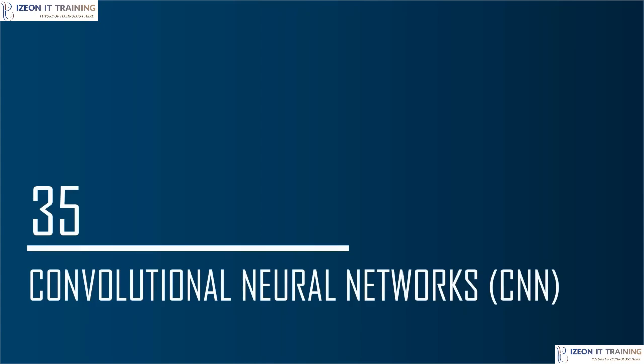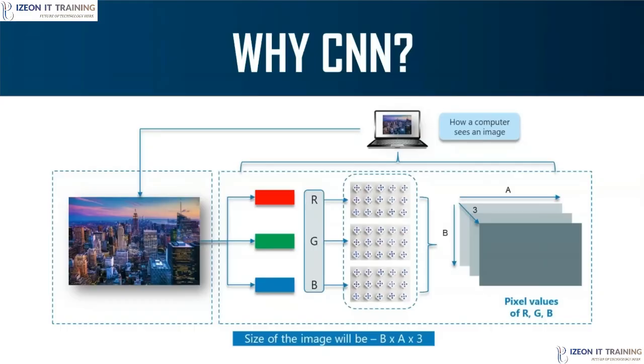Now let's look at another type of neural network known as a convolutional neural network. To understand why we need convolutional neural networks, let's look at an analogy. How do you think a computer reads an image? Consider this image, a New York skyline. At first glance, you'll see a lot of buildings and a lot of colors.